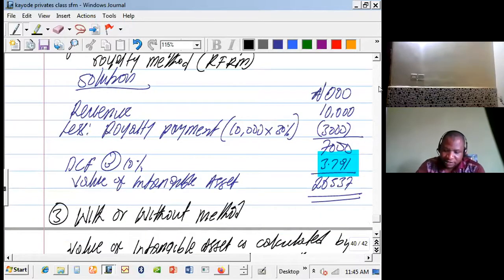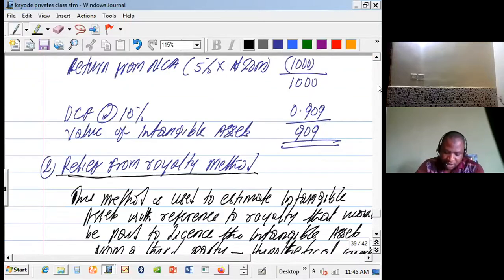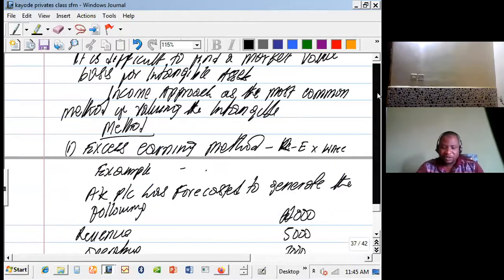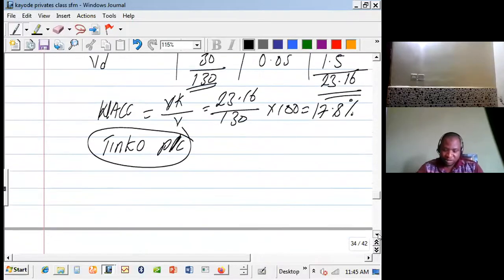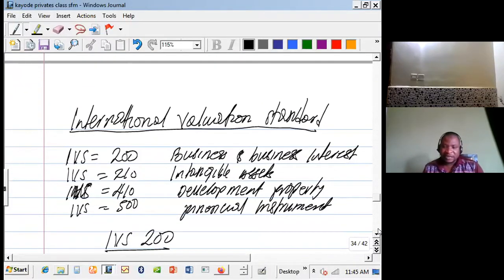So like I said, when you deal with international valuation standards, your syllabus covers four key standards. The first one is IVS 200, International Valuation Standard 200, that deals with business and business interests. International Valuation Standard 410 deals with intangible assets. International Valuation Standard 410 deals with development property. And International Valuation Standard 500 deals with financial instruments.